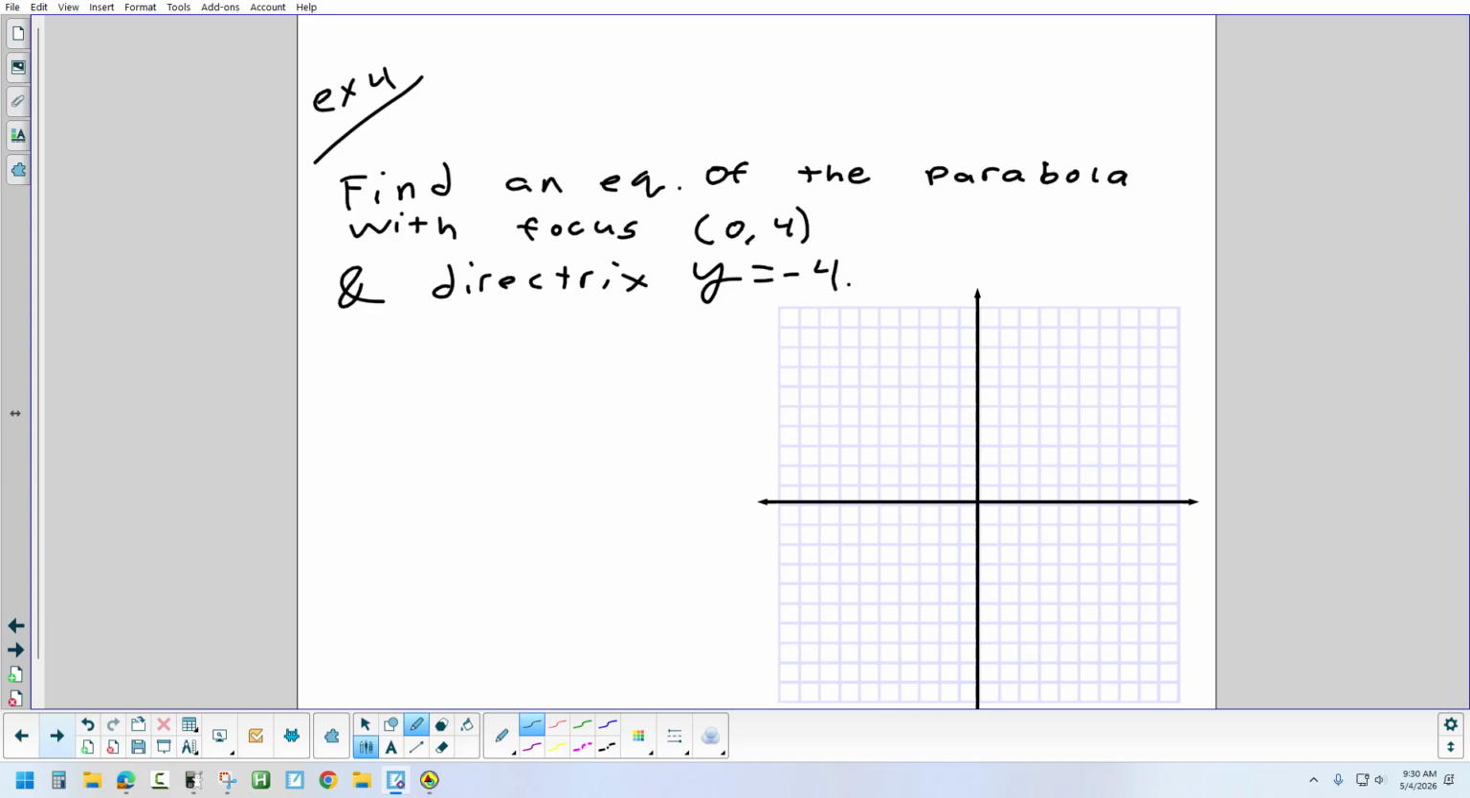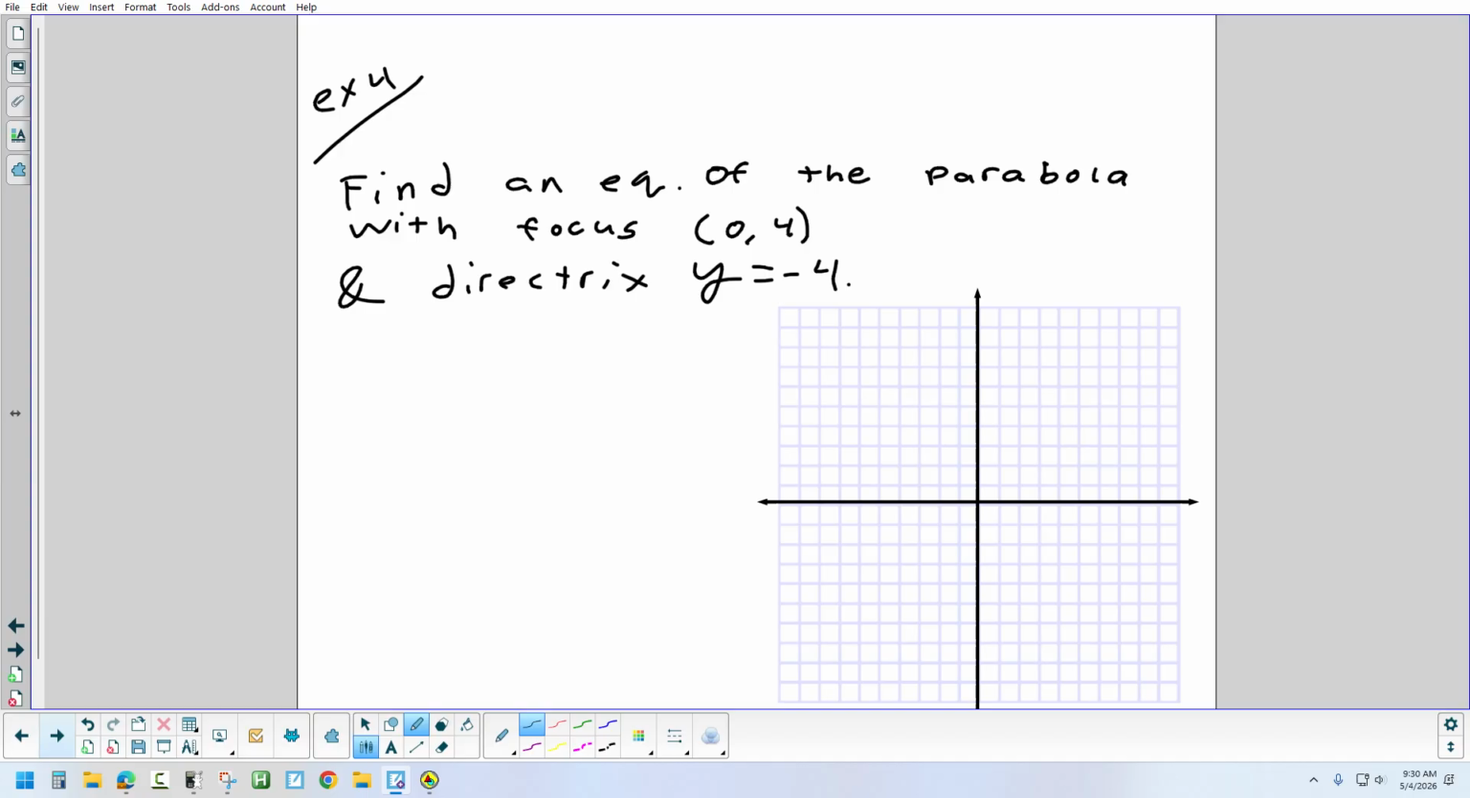All right, so this one says you have to find the equation of a parabola that has a focus at (0, 4) and a directrix at y equals negative 4. That is enough information that you should be able to tell which way it is going to open. And that's the key to finding the equation.